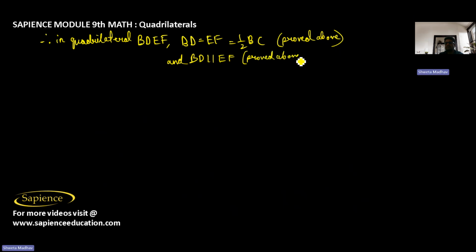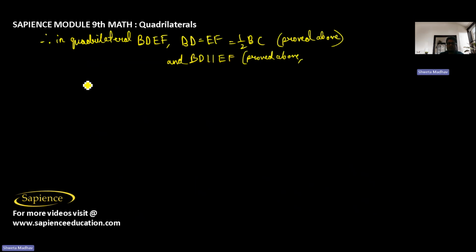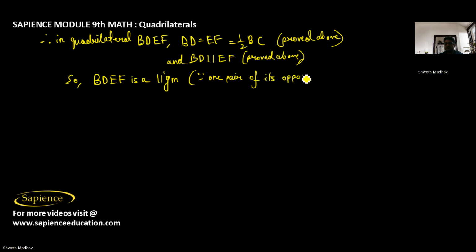Since BC is parallel to EF, which has been proved, I can say that BDEF is a parallelogram, since one pair of its opposite sides are equal and parallel.